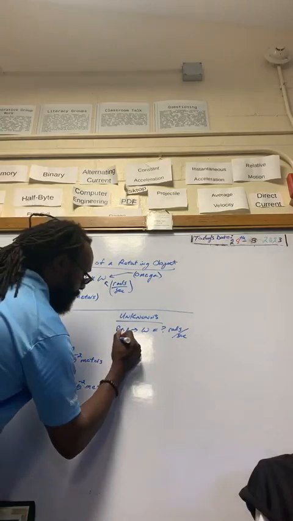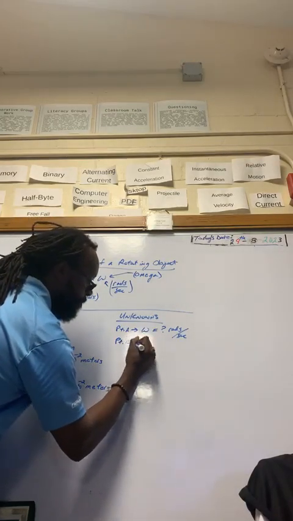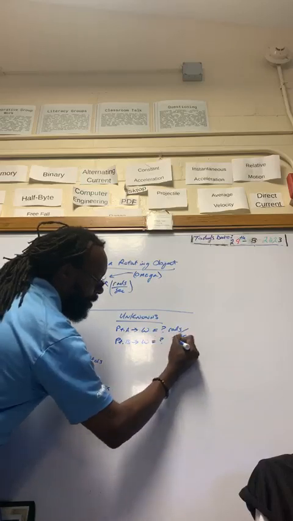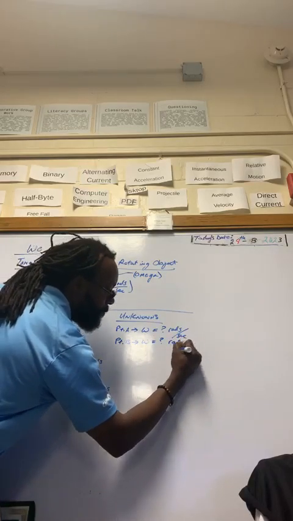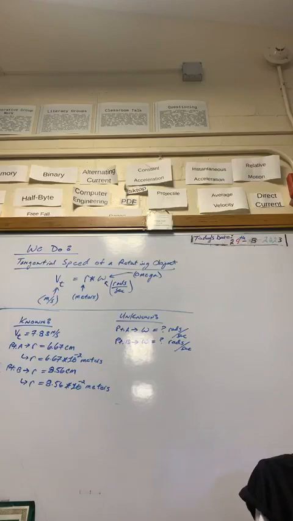In part B, you're also looking for radians or rads per second. All right, we'll box it off and finish this problem off.